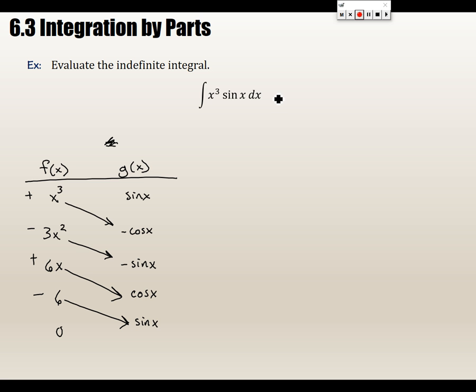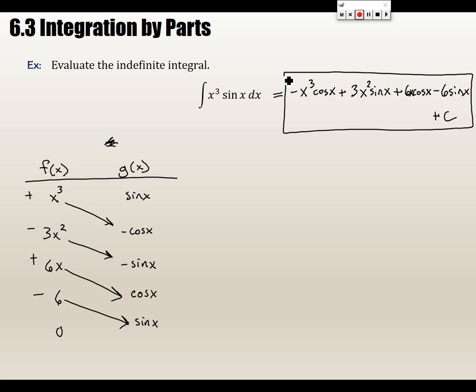All right, so you ready to write down? It's so refreshing that we can just write it down this quickly. Isn't it great? Negative x cubed cosine x plus minus 3x squared sine x plus 6 cosine x minus x cosine x minus 6 sine x plus c.